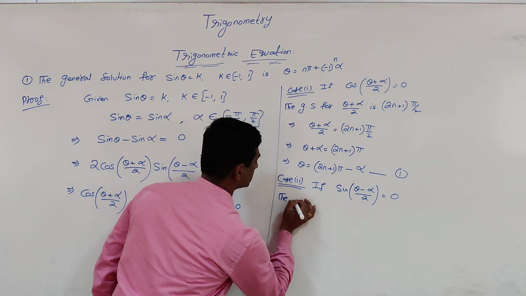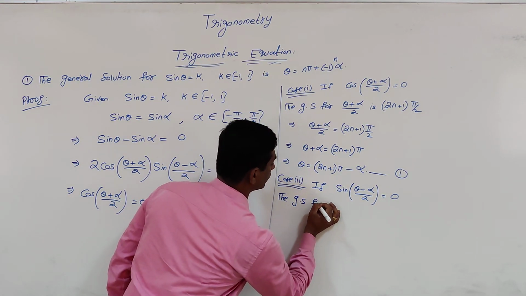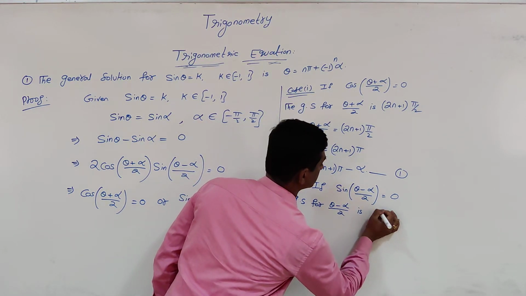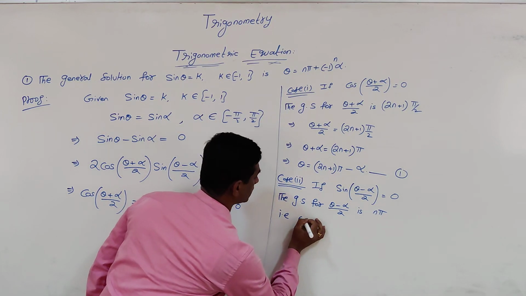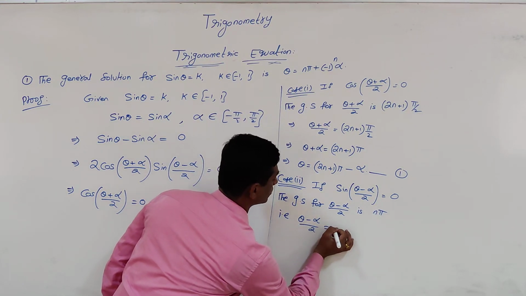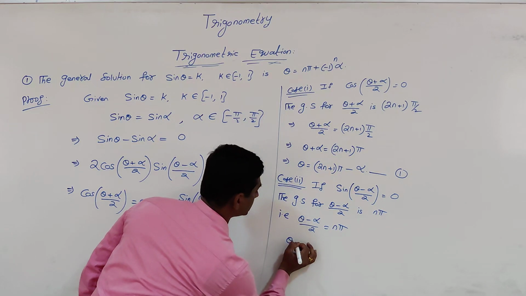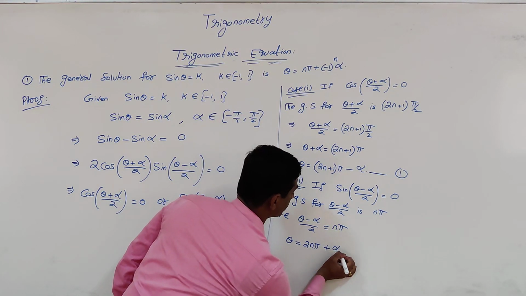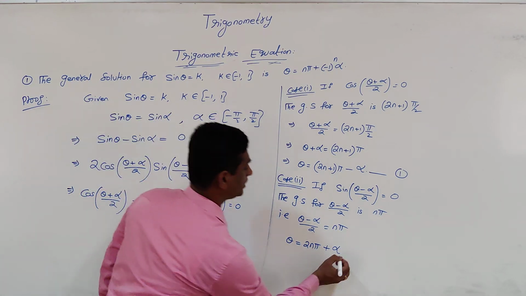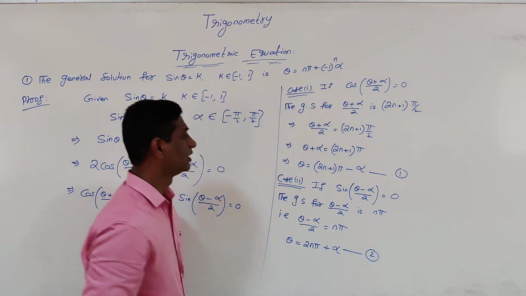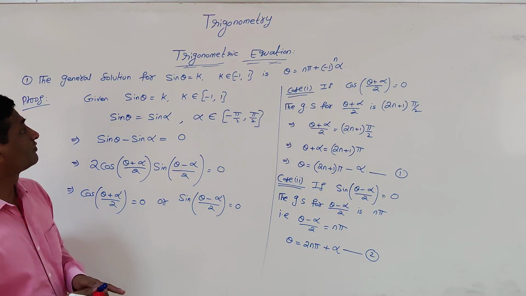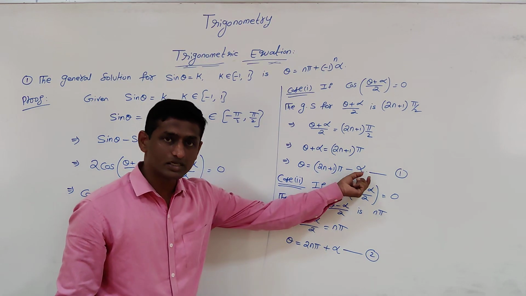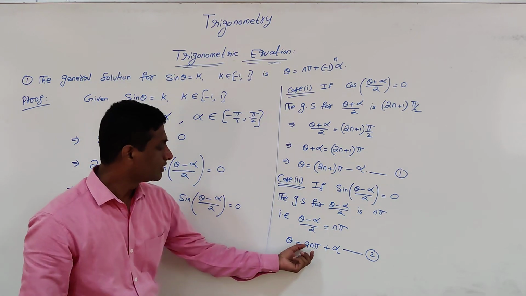So the general solution for theta minus alpha by 2 is n pi. That is, theta minus alpha by 2 is equal to n pi. So theta is equal to, taking the cross product, 2n pi plus alpha. So that is equation 2.